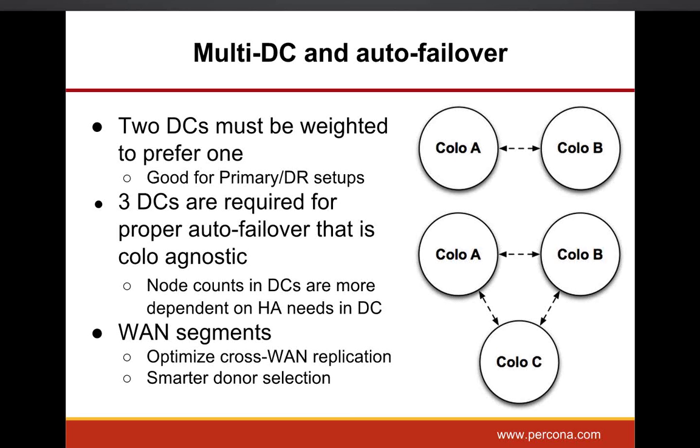Realize also, if you are leaning this way, that Galera 3, in PXC 5.6, introduced something called WAN segments that optimizes cross-WAN replication. It basically sends a copy over the WAN links once instead of for every node. And it does smarter donor selection.